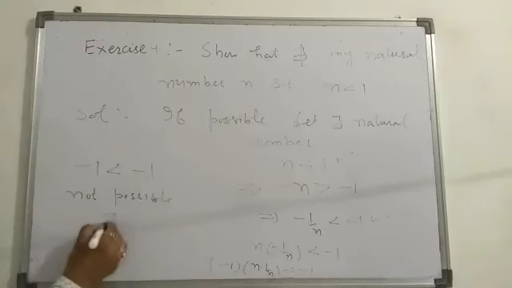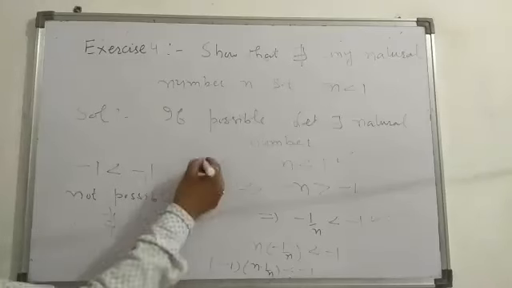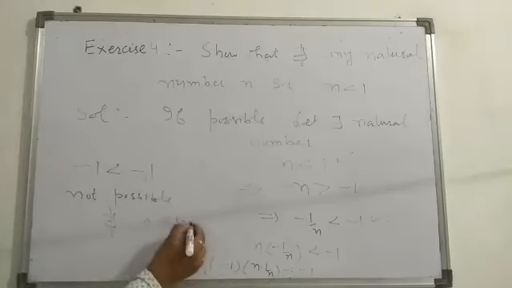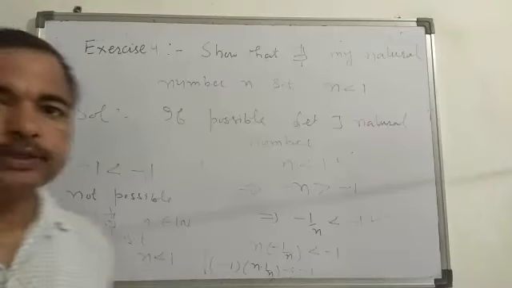So therefore there does not exist n belongs to natural numbers such that n is less than 1. That is, there does not exist any natural number n less than 1.